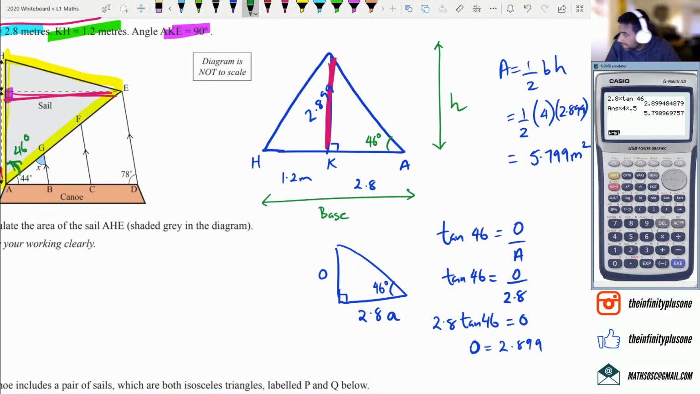So grades wise, what are you going to get? Correct calculation of the height of the triangle: if you figure out the height of the triangle, you could get an Achieved. Or if you get the wrong answer for the area of the triangle, but your working out is all correct, you could get an Achieved for that as well. But if you get the full correct answer, then you get a Merit grade for it.